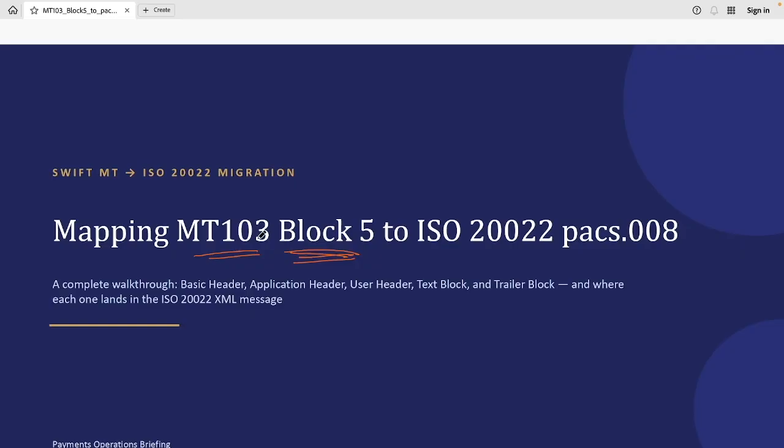Block 5 is a bit different. Technically, block 5 doesn't have any field for field mapping into the pacs.008 business message body. However, that does not mean its controls disappear. It means that those controls are handled at a different layer in the ISO 20022 SWIFT messaging architecture.